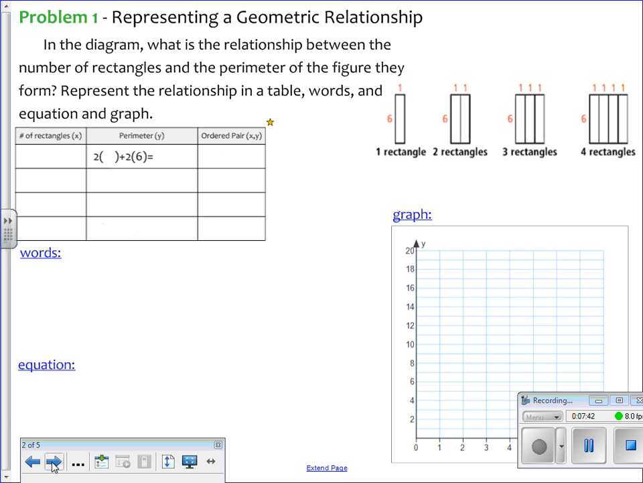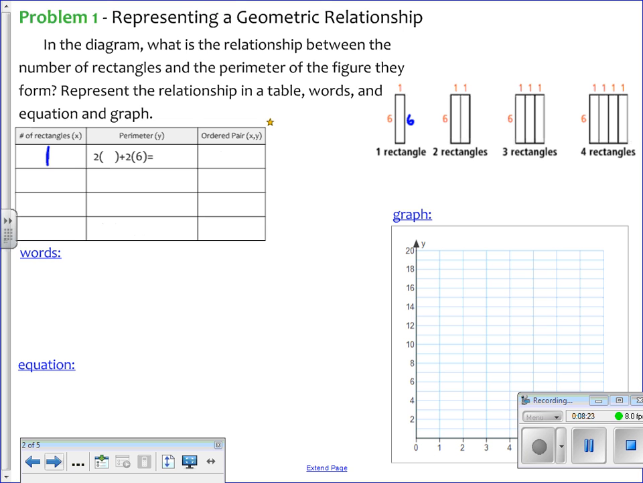Okay. In the first figure, how many rectangles do I have? I have 1. That is my x value. Now, my perimeter is 2 times 6 because what do I have over here on that side? I have another 6, right? Because rectangles are the same on both sides. So I have 6 and 6. Notice that every single one of those rectangles has a 6 on one end and a 6 on the other. That's why the 2 times 6 is always the same for every single one of them.